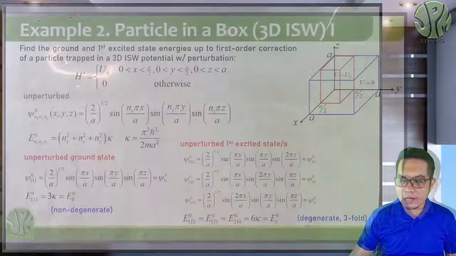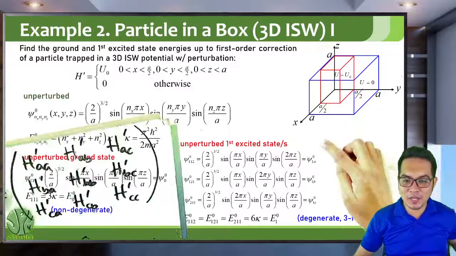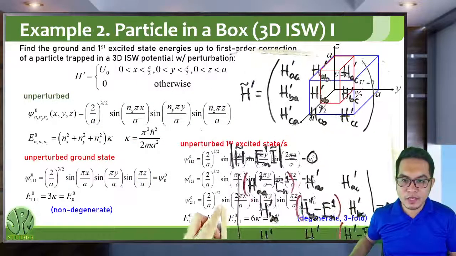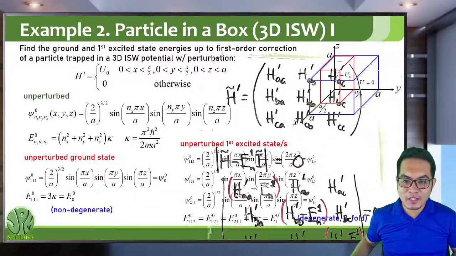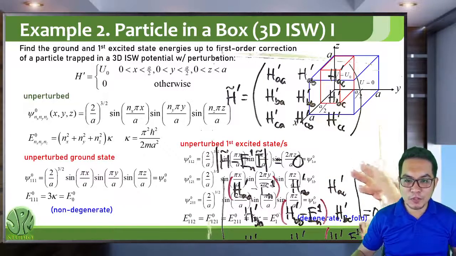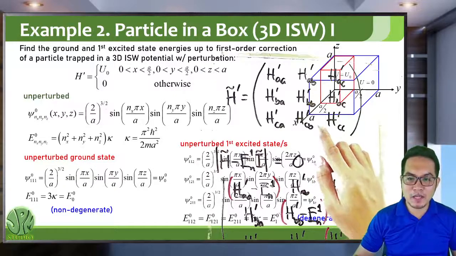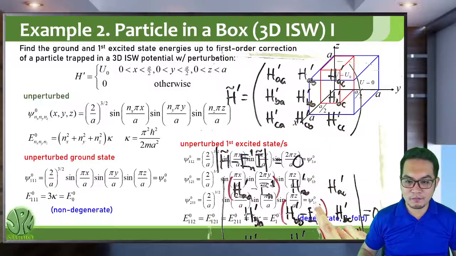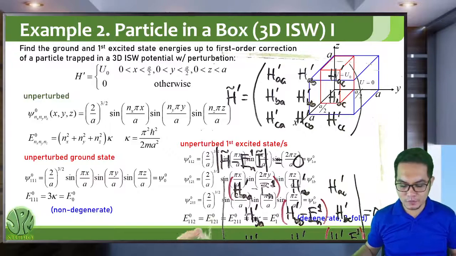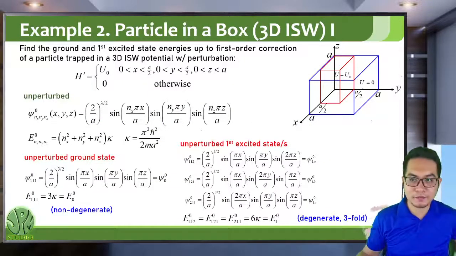Again, I note that we have 3 states, A, B, C: psi 1a, psi b, psi c. So meaning HAA is psi 1a, psi 1a. You sandwich your perturbation between psi 1a and psi 1a. And HBB is psi b and psi b, HCC is psi c and psi c, and so on. So I'm just going to solve one for you. I will let you do the rest.